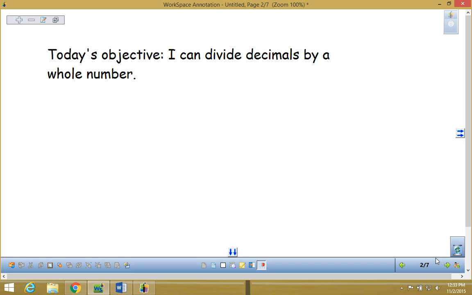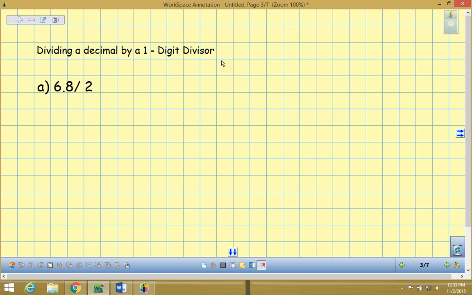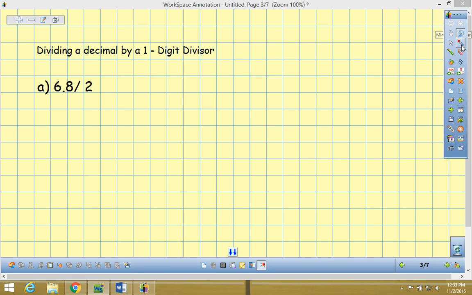We've done multiplication of decimals by a whole number, decimals by decimals, and now we're going to look at dividing decimals by a whole number, and later on we'll look at dividing decimals by a decimal. So, the first thing that we're going to do, I want you to write down: dividing a decimal by a one-digit divisor.